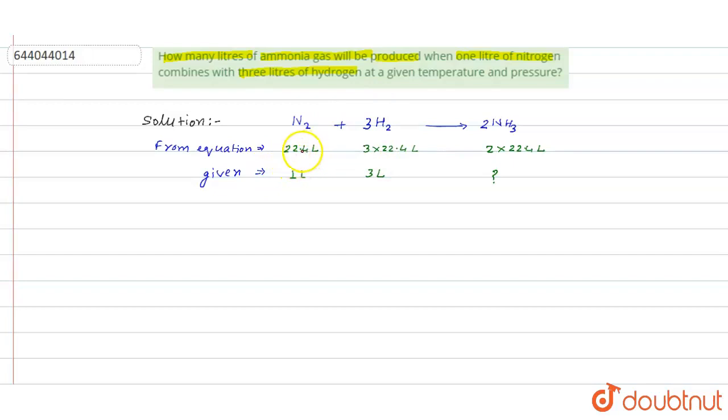Further, from the equation it is clear that 22.4 liters of nitrogen requires 3 times 22.4 liters of hydrogen. Therefore 1 liter of nitrogen will require 3 liters of hydrogen. Hence, the limiting reagent is hydrogen. LR means limiting reagent.